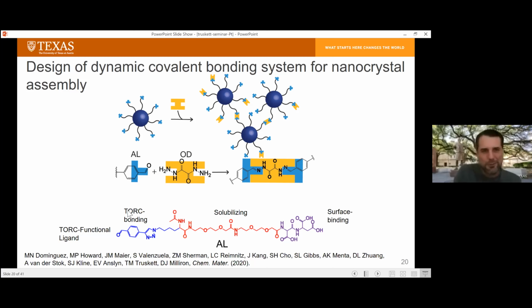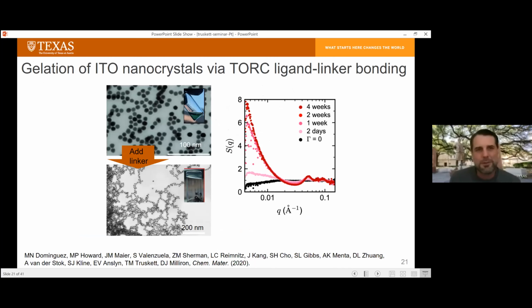So here I'm showing you what the linker actually looks like. It's got a tridentate, strongly bonding surface group, part of the chain that was designed to make the nanocrystals soluble, and then what I call a torque binding group, which is essentially presenting the aldehyde into the solution, providing this male counterpart to the linking interaction. Okay, so here are some results from experiments.